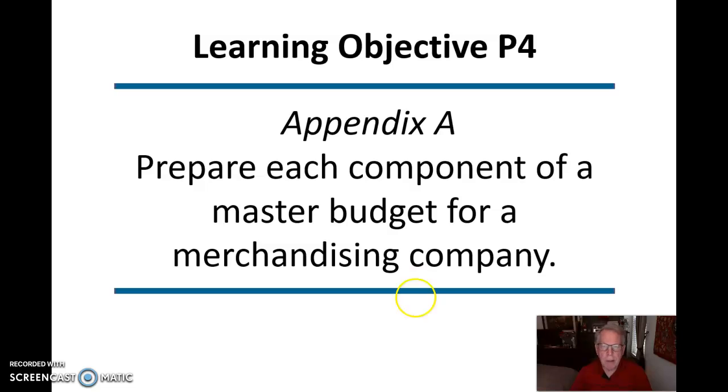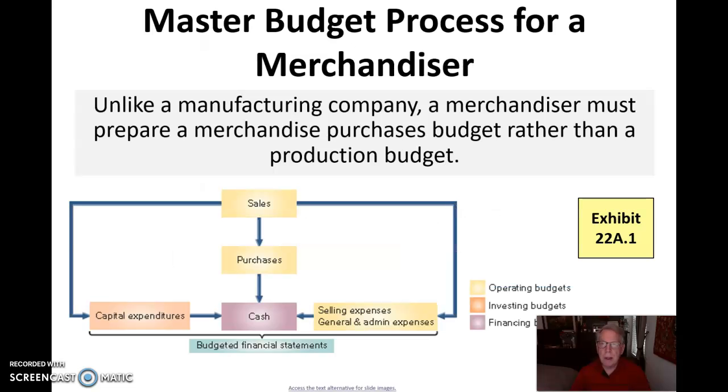Each component of the manufacturing master budget for a merchandising company. Now, this is Appendix A in your book. This is probably a good place for us to stop this particular video. And when we come back, we'll take a look at that merchandiser's master budgeting process.